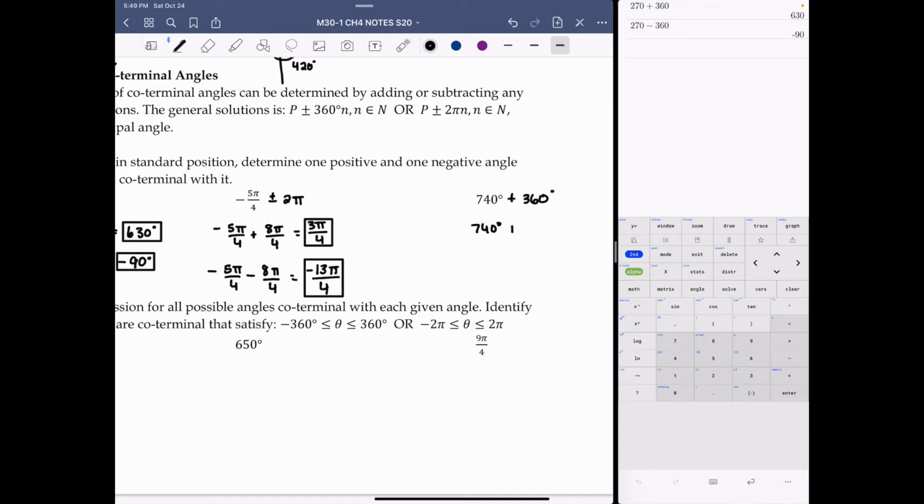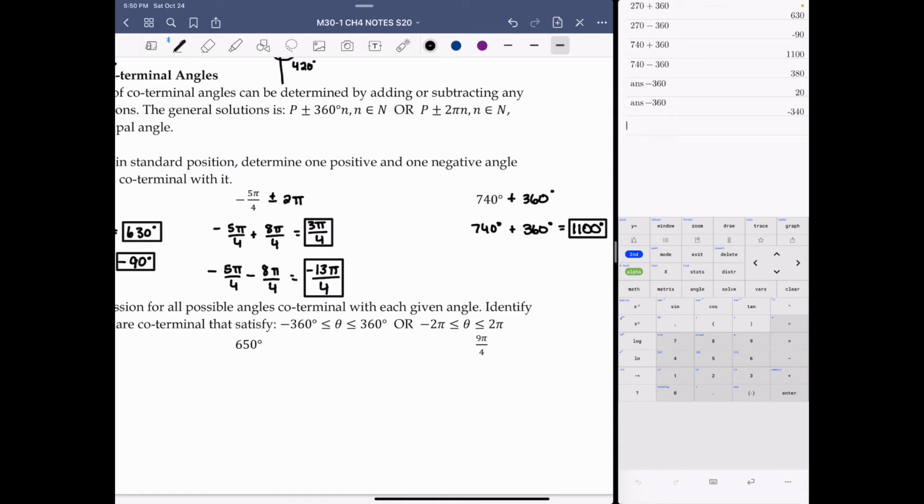740 degrees plus 360 degrees gives us 740 plus 360 should be 1100 degrees. Then for subtracting, I can just use my calculator. 740 minus 360 is 380, so that's still a positive. If I subtract 360 from that, it's still a positive. I subtract 360 from that, and there we get a negative.